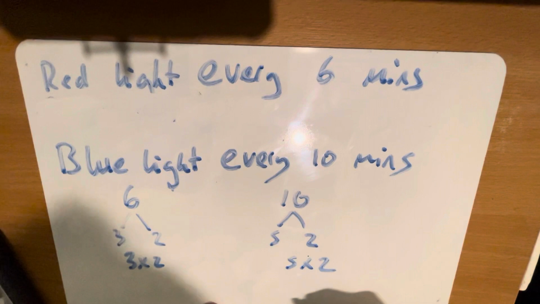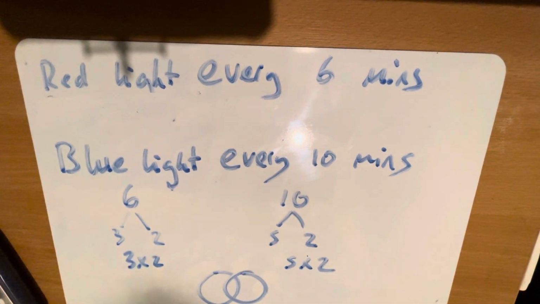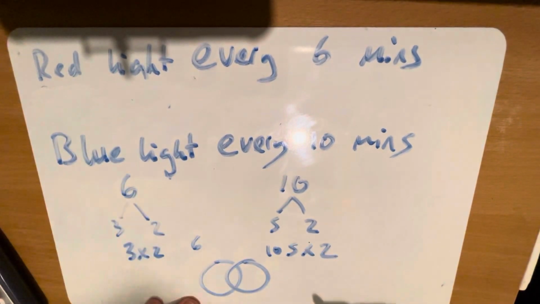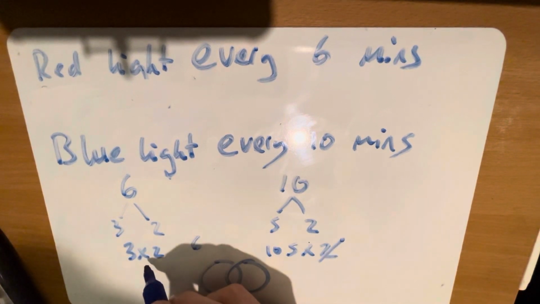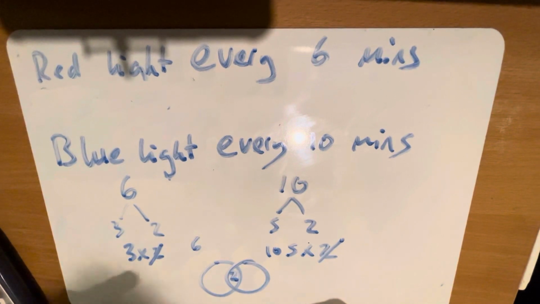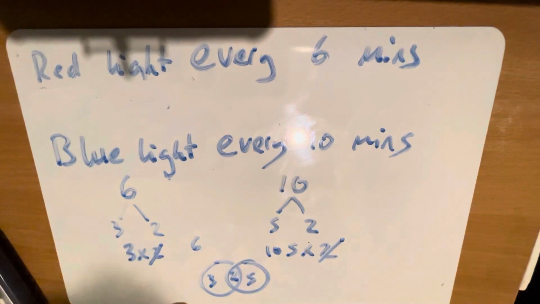Now let's make ourselves a little Venn diagram. This helps us find the lowest common multiple and highest common factor. So I'm going to put 6 there and 10 there. Okay, now if we notice in our prime factors, 2 appears in both of them. So 2 goes in our little intersection there. 3 only appears in 6, so it goes here, and 5 only appears here, so we pop it there.